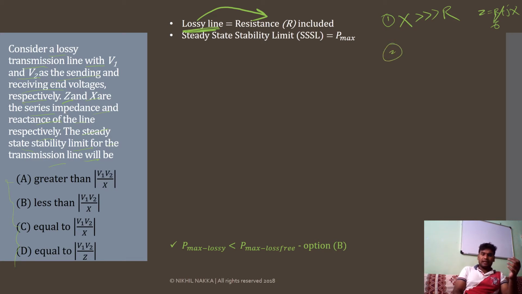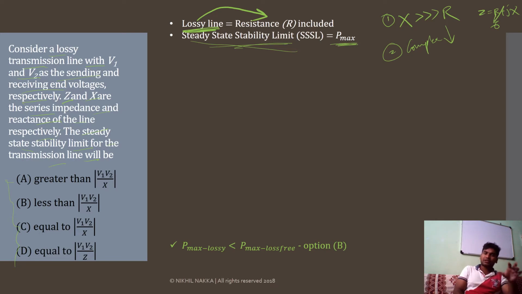And the second reason is that by eliminating R, you are going to reduce the complexity of the problem. The complexity of mathematical operations is going to reduce, so you can finish your analysis in relatively less time. So these are the two main reasons why we usually approximate by neglecting the resistance of the system. And then, talking about steady state stability limit: it is nothing but the maximum power that can be transferred by that particular transmission line.